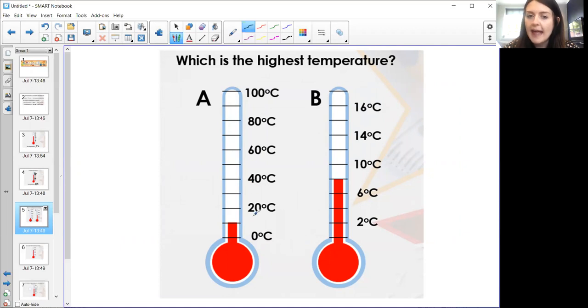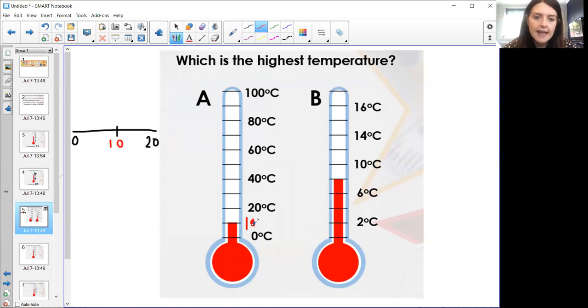So what's halfway between 0 and 20? If you think about a number line, we've got 0 here, we've got 20 here. What number is going to be exactly in the middle? Well done if you thought that the number was 10. 10 is the missing number in the middle. So each missing line on this thermometer is going to be worth 10.